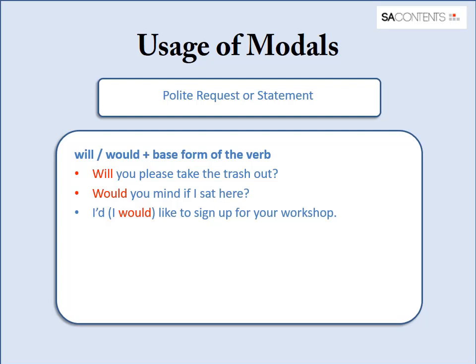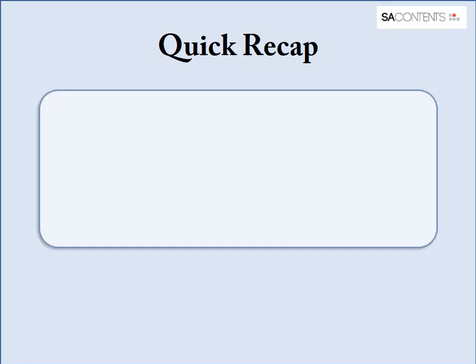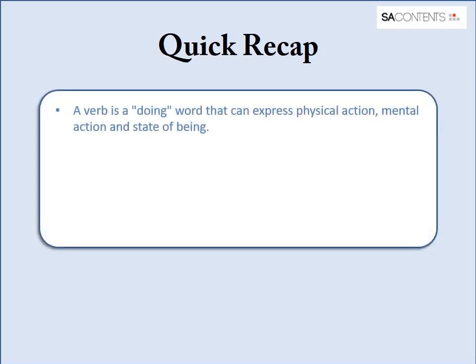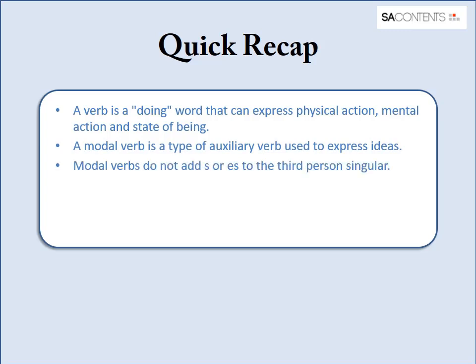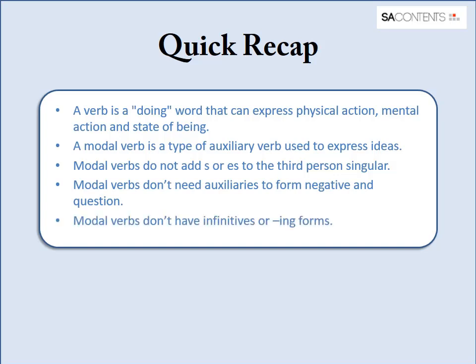Let's take a quick recap of what we have learned in this video. A verb is a doing word that can express physical action, mental action, and state of being. A modal verb is a type of auxiliary verb used to express ideas. Modal verbs do not add s or es to the third person singular. Modal verbs don't need auxiliaries to form negatives and questions. Modal verbs don't have infinitives or ing forms.